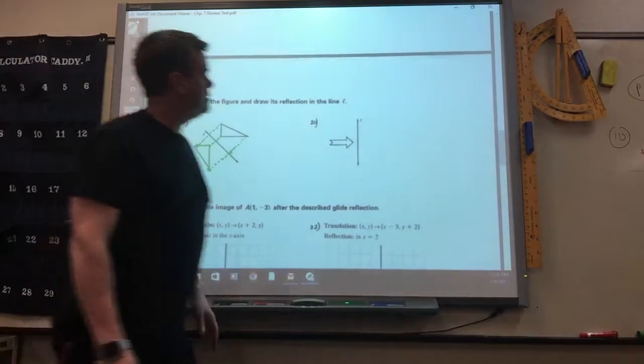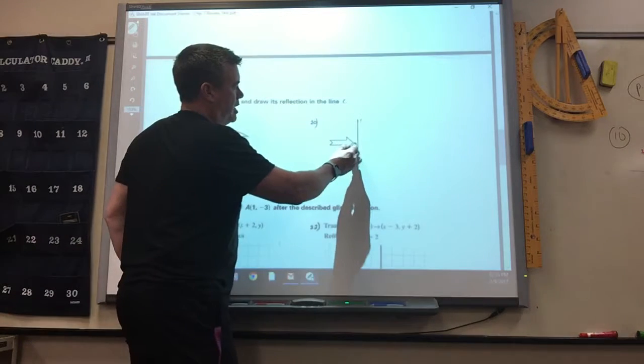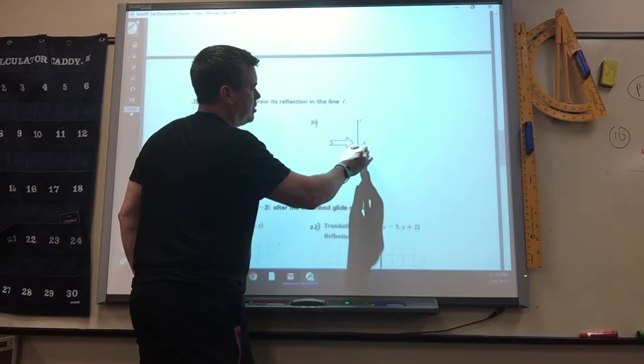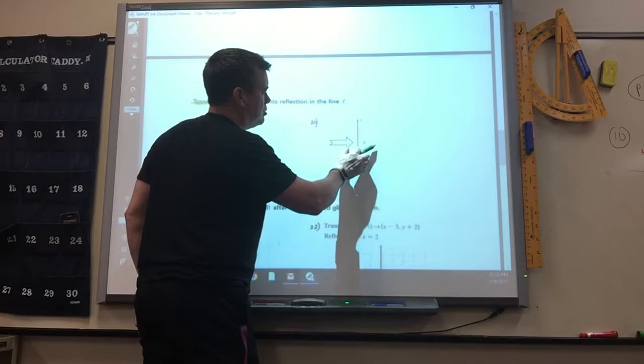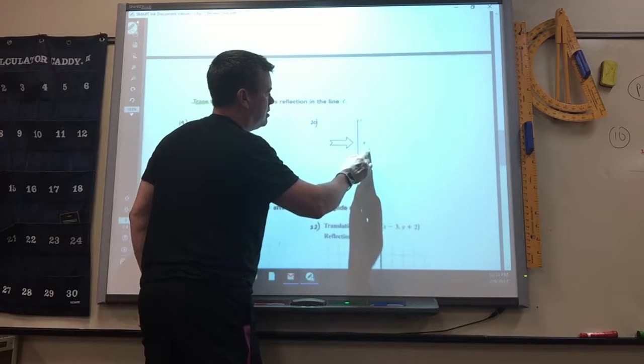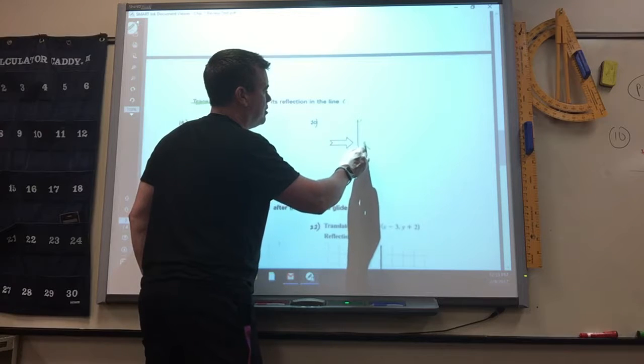So this one, the point is this far away, so it'd come to right about there. These would come right about to there. Once you have one, you can kind of draw the rest.